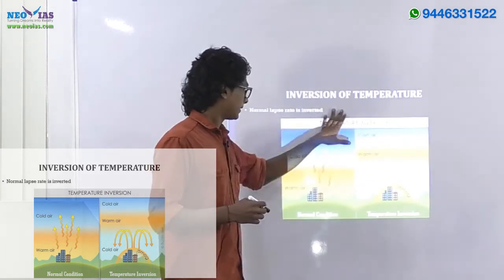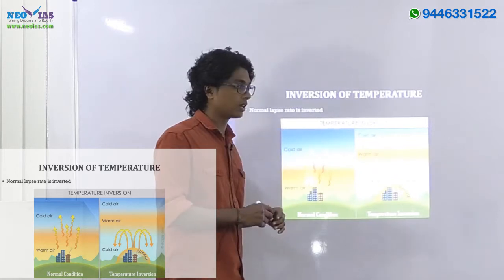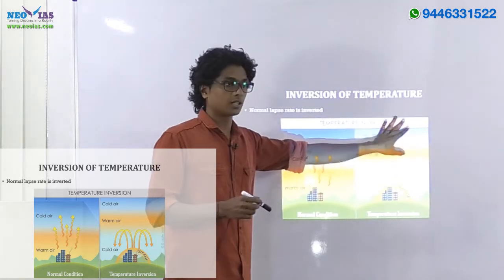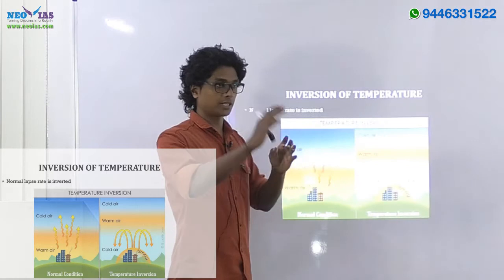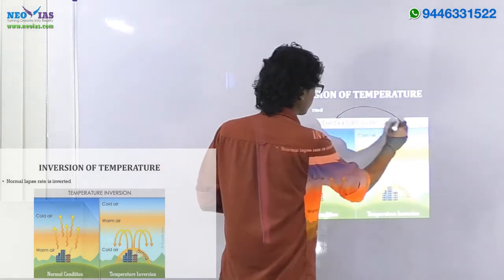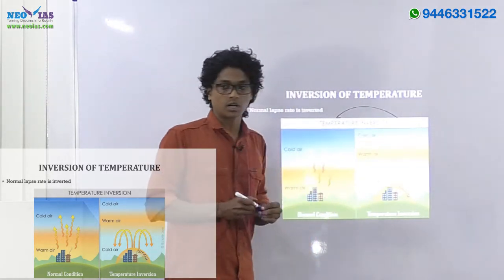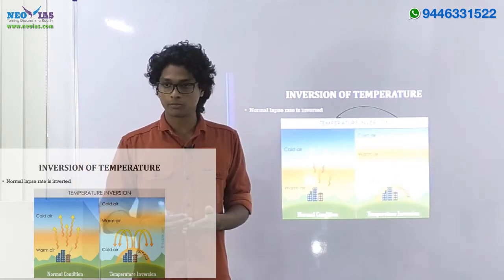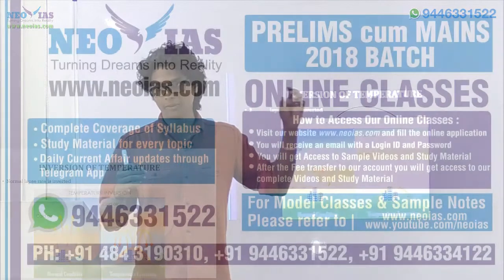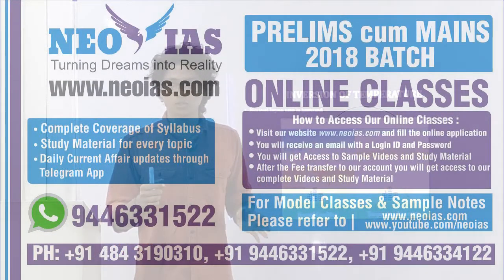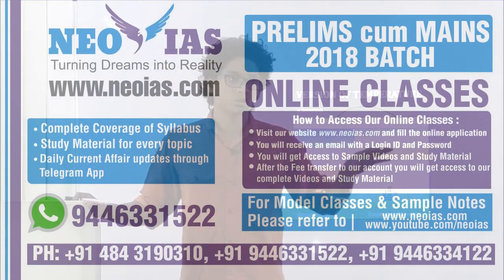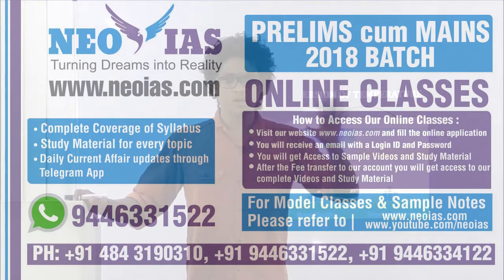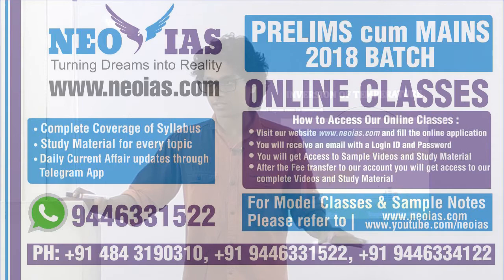And if you are writing this, I mean the normal lapse state is inverted, make sure you draw a picture there, right? If you are drawing a picture there, just a small kind of few lines, you are conveying it properly, which means you will be able to connect with the evaluator properly. Okay, so if you are writing an answer for the geography topics, make sure you always draw pictures.